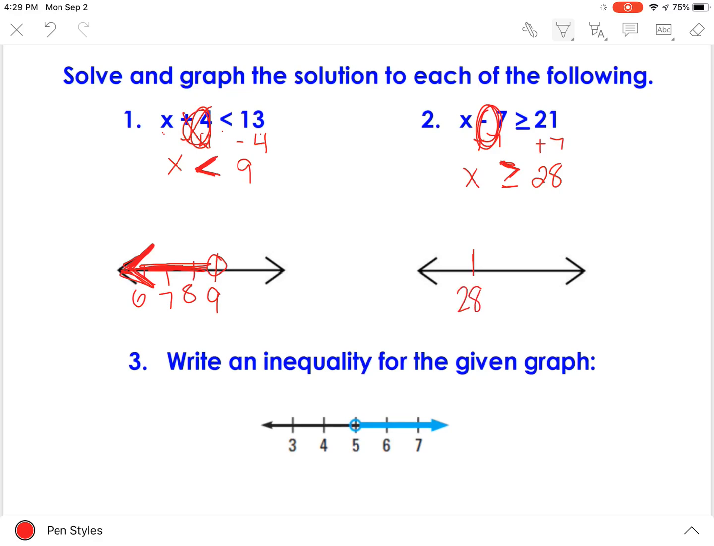So I'm going to put 28 on my number line. 28 could be a solution, so I'm going to put a closed circle. And then anything greater than that would be like 29, 30, 31. So I'm going to draw my arrow to the right.